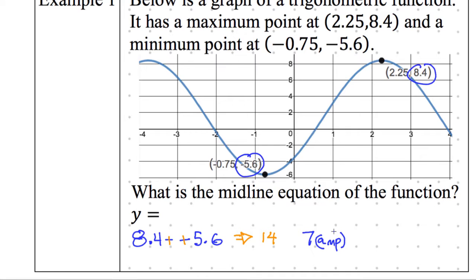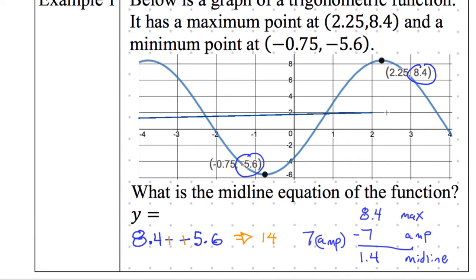And I add the amplitude to -5.6, or I subtract the amplitude from 8.4, and I get 1.4. So I'm doing 8.4, which was the max, minus 7, which was the amplitude. Max minus the amplitude, that will give you 1.4, and that is the midline. So 1 is right about there, so 1.4 is going to be right about there. Let me go ahead and do my best line. It's going to be right about there.